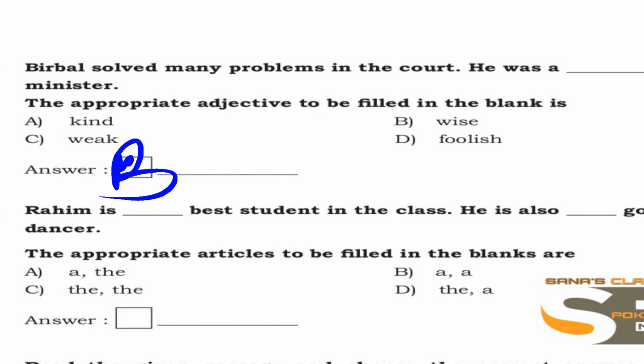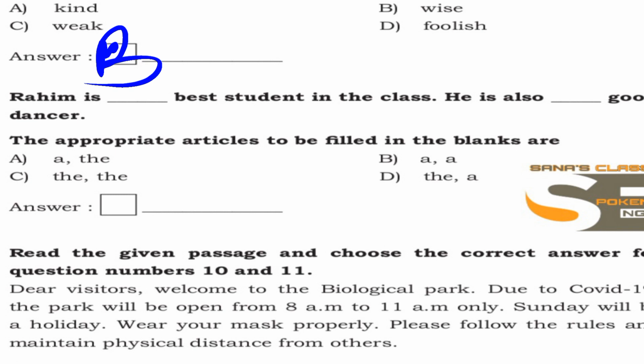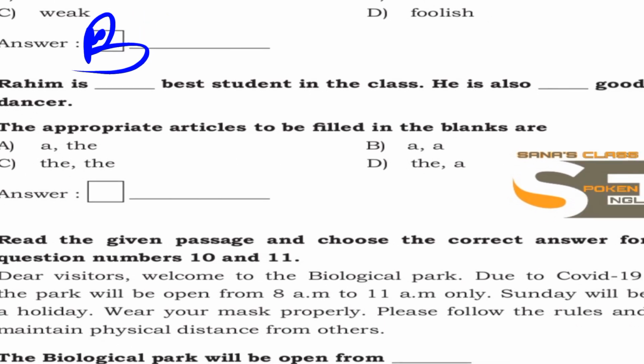Okay, now question number 9. Rahim is best student in the class. He is also dash good dancer. So the answer is, Rahim is the best student in the class. He is also a good dancer. So the right option is option D. Here you should write option D. You must know, before you do this, you must know the usage of articles.